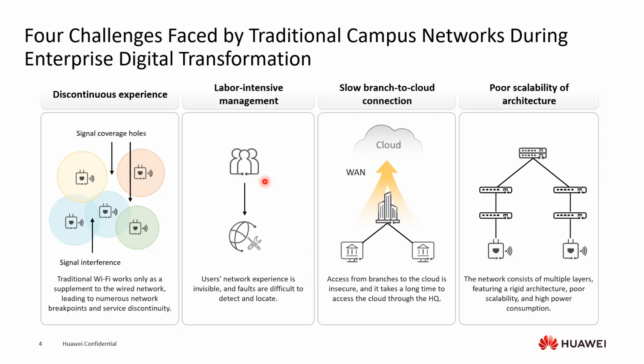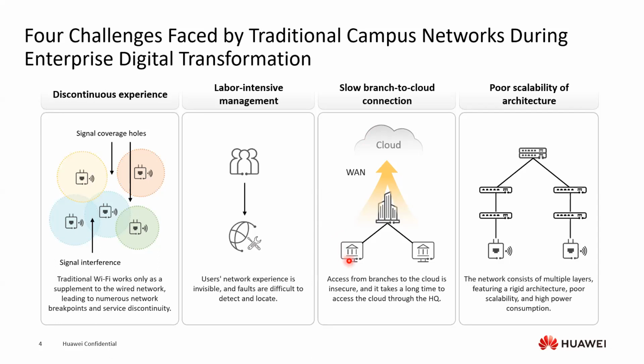Now, moving to the third challenge that traditional campuses face: there is no way to provide local internet breakout to the branches, and all the traffic has to go through the headquarters. For example, in the banking sector, some applications are in-house, like core banking applications that always sit in the main data center, but there are also cloud-based applications, even in banking right now. But in traditional campuses, there is no way to provide a local breakout for the branch to go directly to the cloud and access the application.